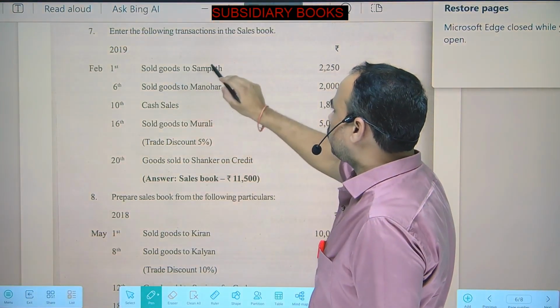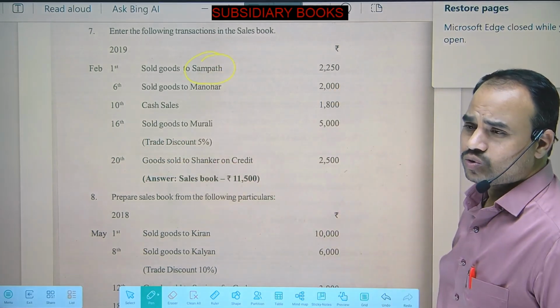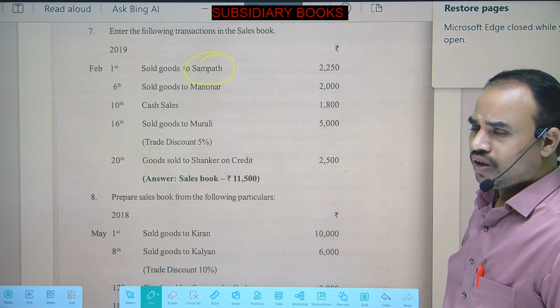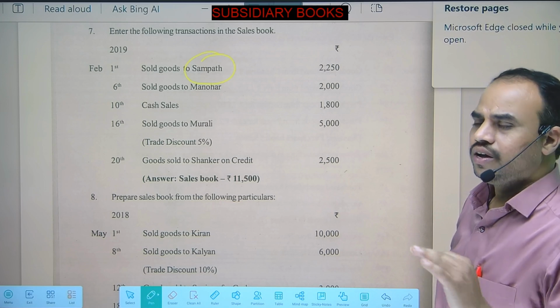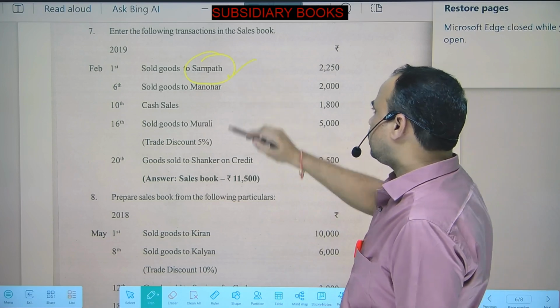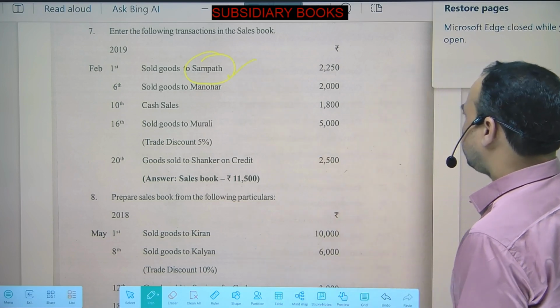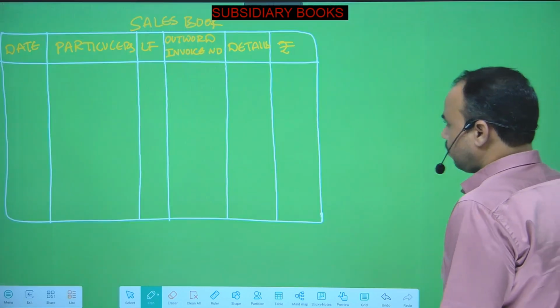What is it asking? Sold goods to Sampath. So remember the sales book rule also, I explained in the previous problem. Only credit transactions we have to write. Cash transactions we will not record, and assets sold also we will not record. So sold goods to Sampath, this is a credit sale, we have to write it in the sales book. 2019 February 1st, Sampath 2250.